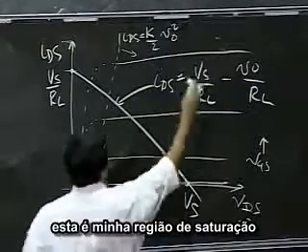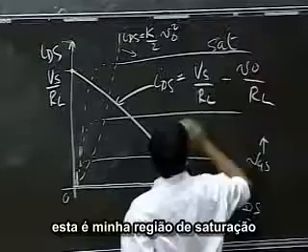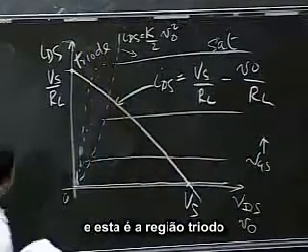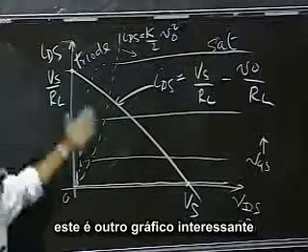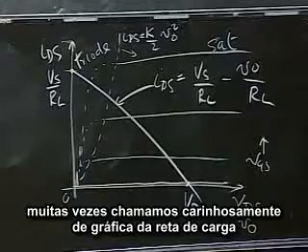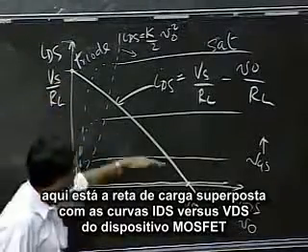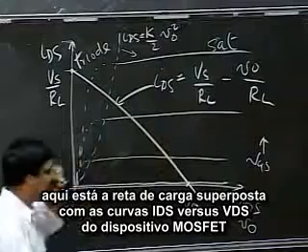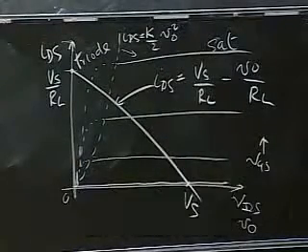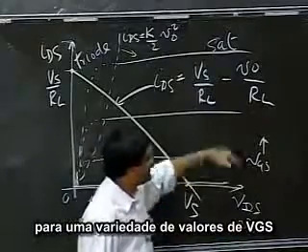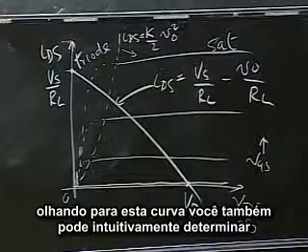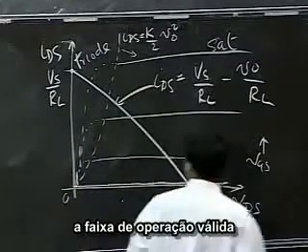Okay, so this is my saturation region, and this is the triode region. So this was another interesting graph. We oftentimes fondly call it the load line graph. So here's a load line superimposed on the device, the MOSFET device, IDS versus VDS curves for a variety of values of VGS. So by looking at this curve, we can also intuitively determine the valid operating range.